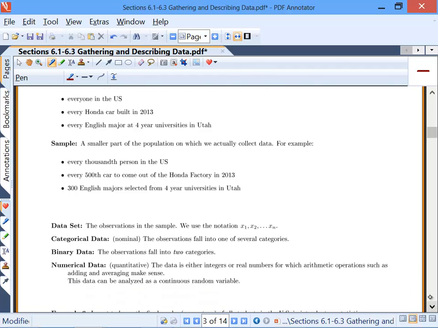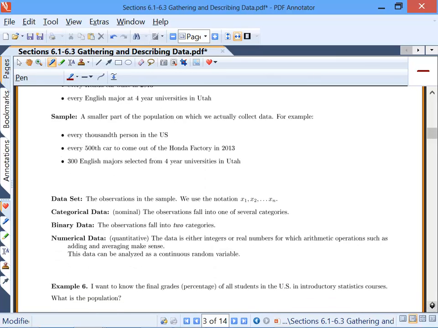And your sample is, again, the smaller part of your population on which we actually collect data. So instead of sampling everyone in the US, you could do every 1,000th person. Or instead of every Honda car in 2013, you could do every 500th car to come out of the factory. Or instead of every English major, you could just sample 300 English majors. Actually, that might be all the English majors in Utah. I don't know how popular that is.